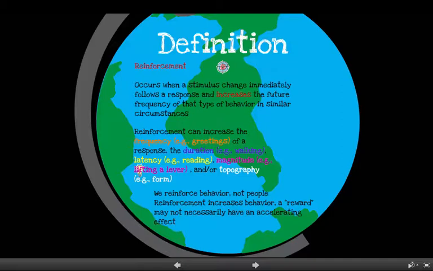Now, one of the things that I want to point out is that reinforcement can increase the frequency of behavior. So let's say we're working with an individual and we're trying to get greeting skills in place. We want the person to greet others when they come in contact with them. It's a social thing to do. It's a friendly thing to do, and we're looking to strengthen that particular behavior.